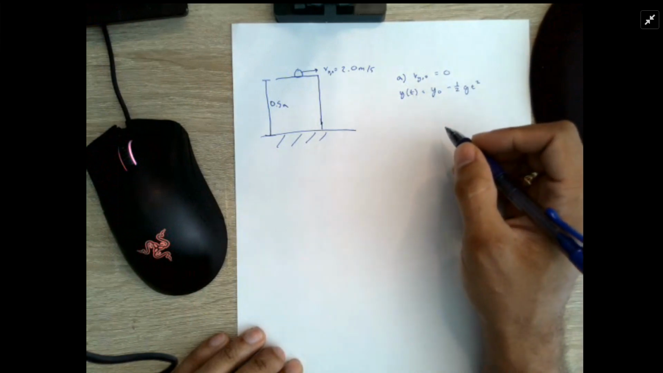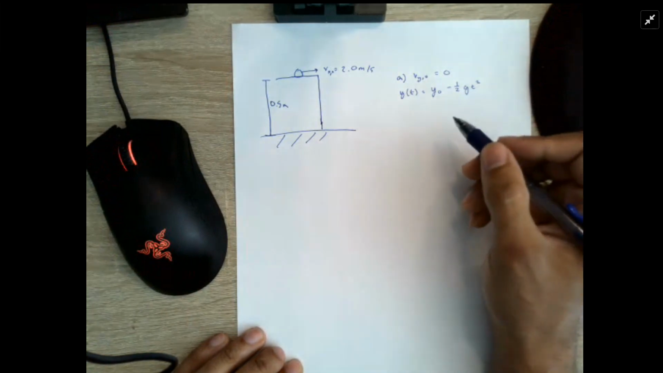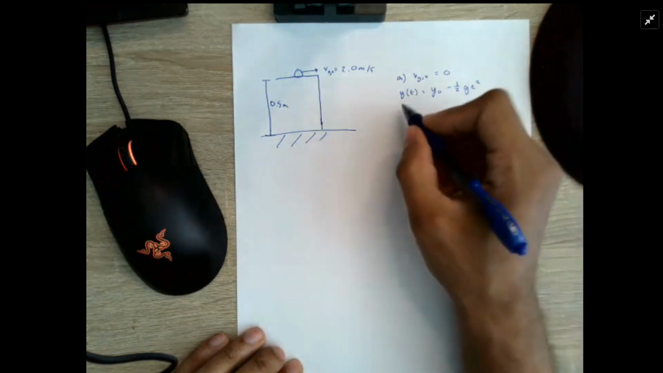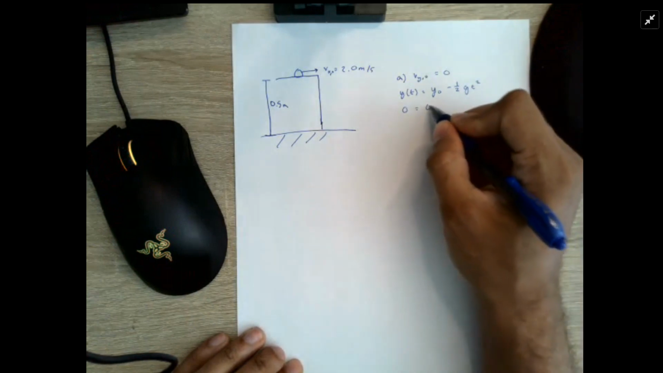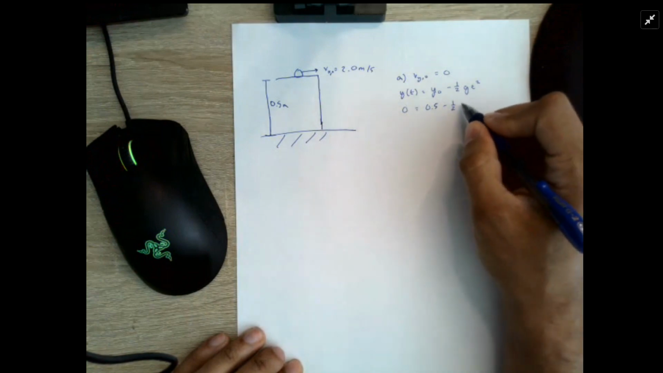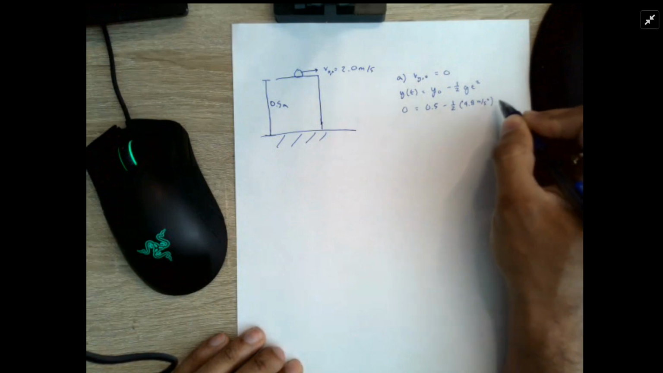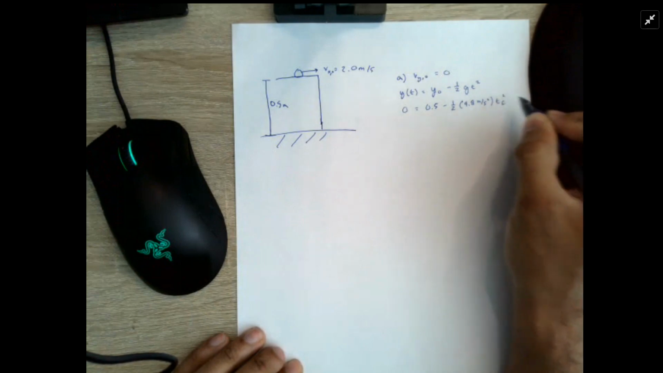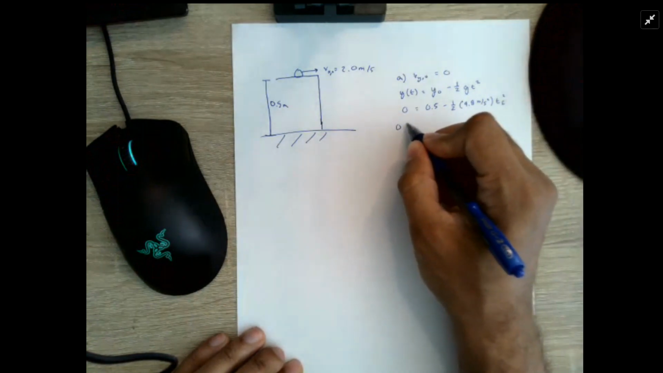Now, what we're looking for is when the ball hits the ground. So we want to solve for time t given a position y. The ball hits the ground when its height is 0. So we'll solve for 0. Its initial height is half a meter. And then we know the rest of this. This is 9.8 meters per second squared. And this is t final squared, where the ball hits the ground. So we can solve for this.